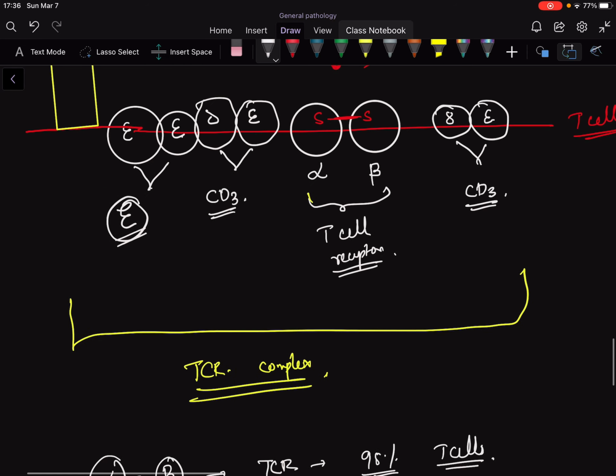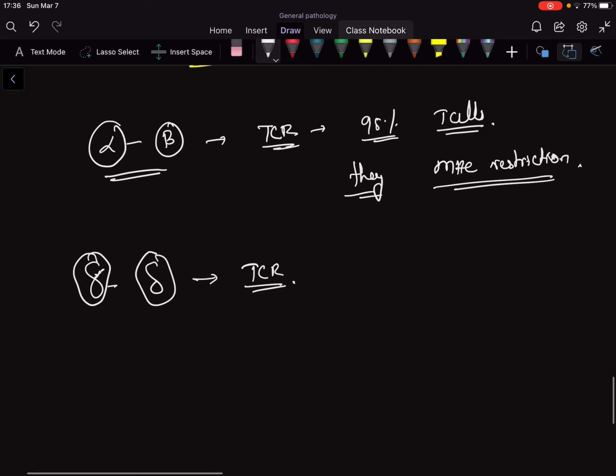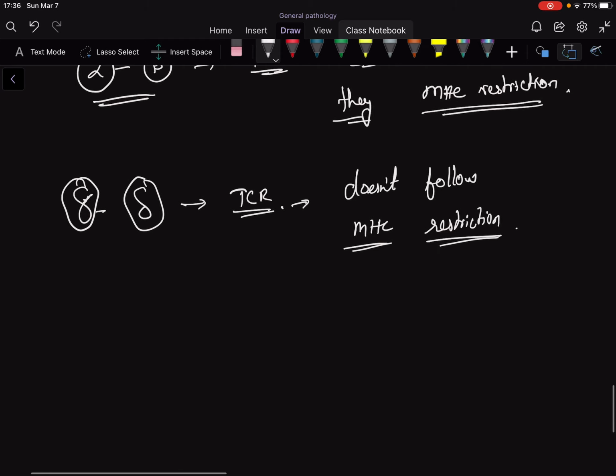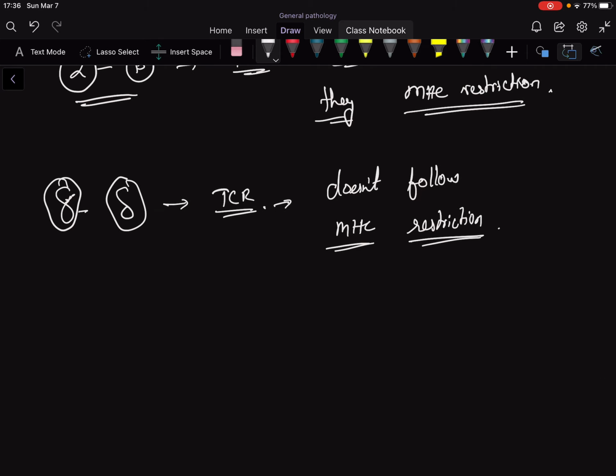So instead of alpha and beta present here, there is gamma and delta. Gamma and delta doesn't follow the MHC restriction. This is very important. Only the gamma and delta T cell receptor doesn't follow the MHC restriction.